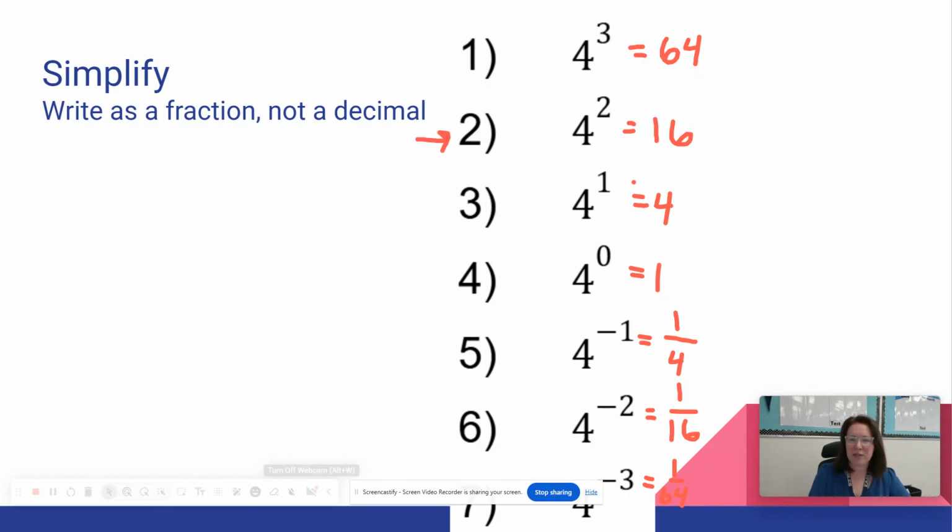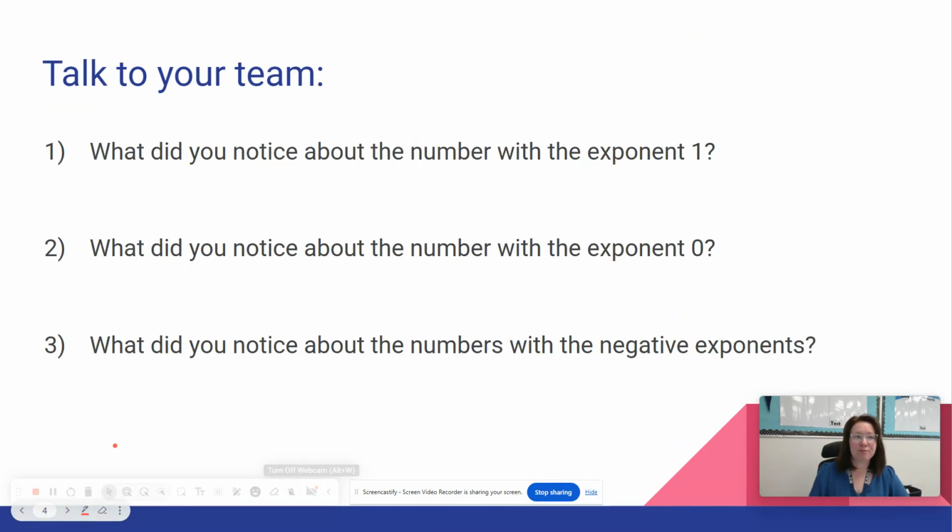So I want you to look at specifically these two. 4 squared equals 16, and 4 to the negative 2 equals 1 over 16. Okay? We're learning about two rules today, the negative rule and the zero rule. So let's see what it has us learn about first. What did you notice about the number with the exponent 1? Well, the exponent 1 just was a 4. What about the number with the exponent 0? It equaled a 1.